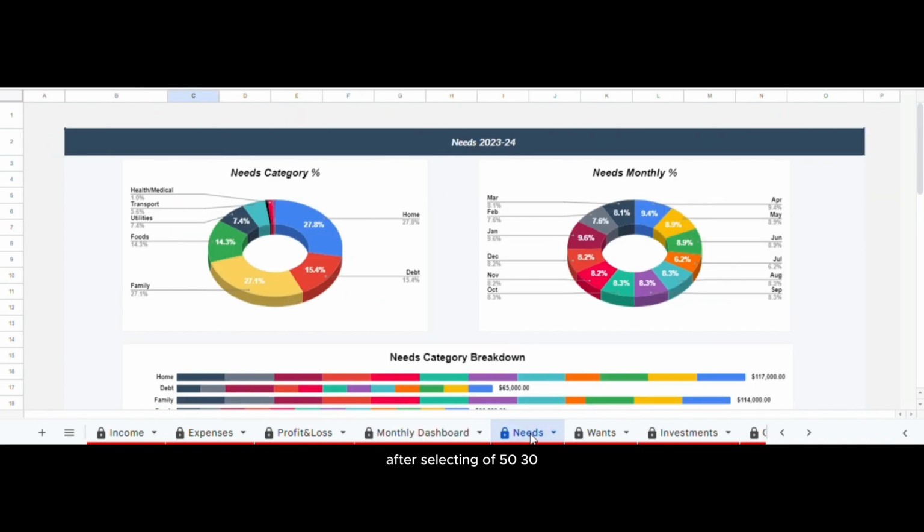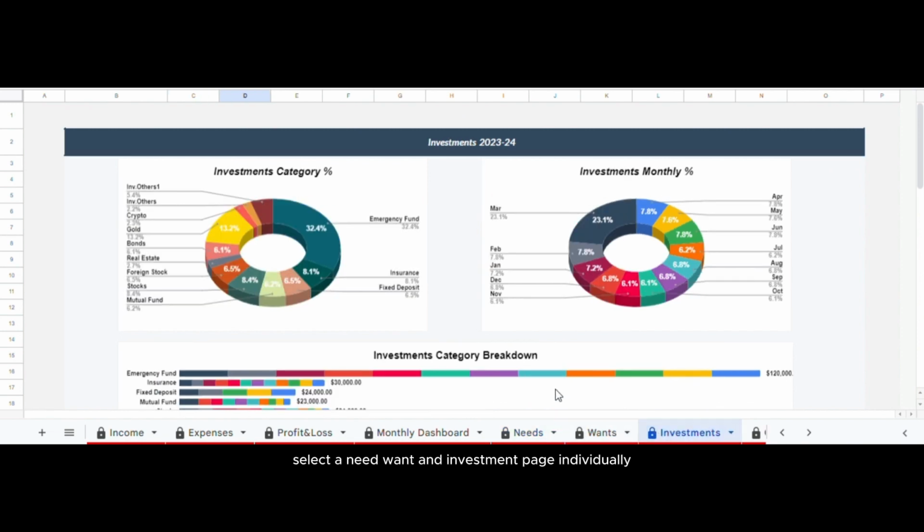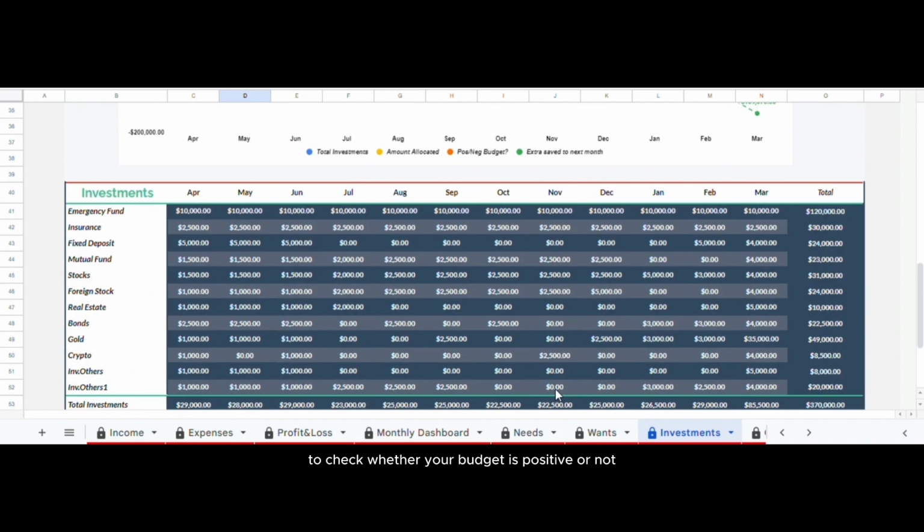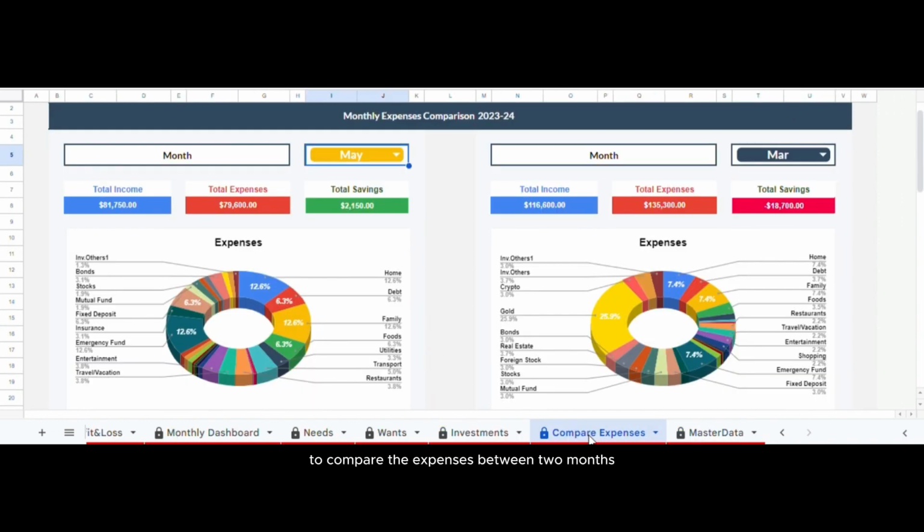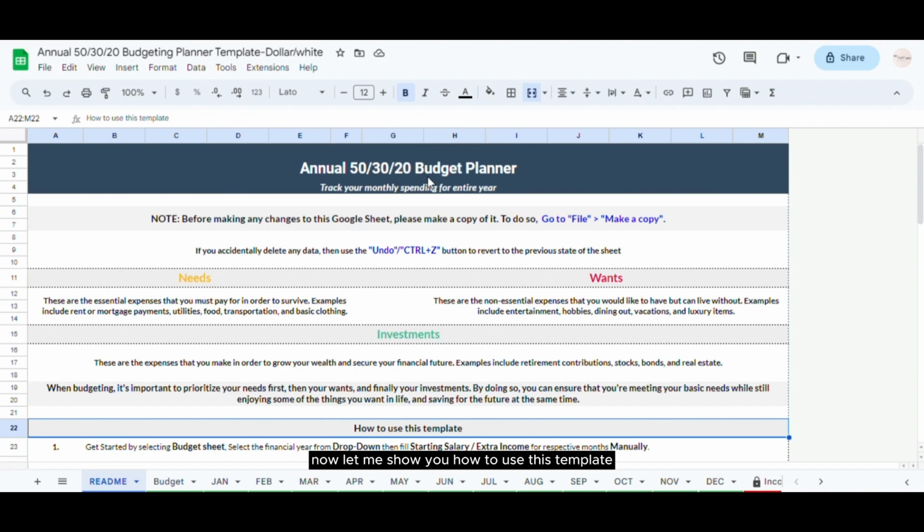After selecting a 50, 30, 20 rule, you can select the need, want and investment pages individually to check whether your budget is positive or not. To compare the expenses between 2 months, you can go to the compare expenses tab. Now, let me show you how to use this template.